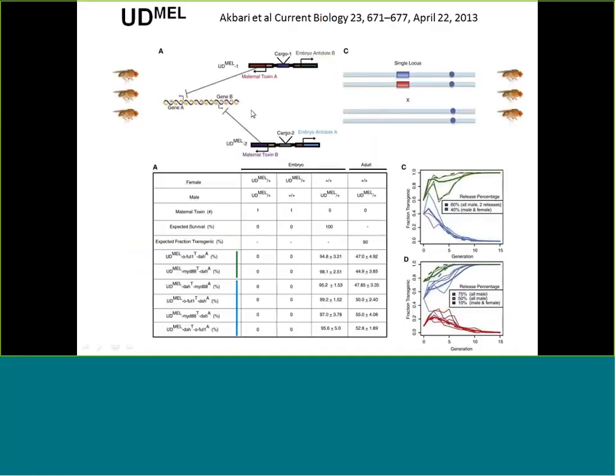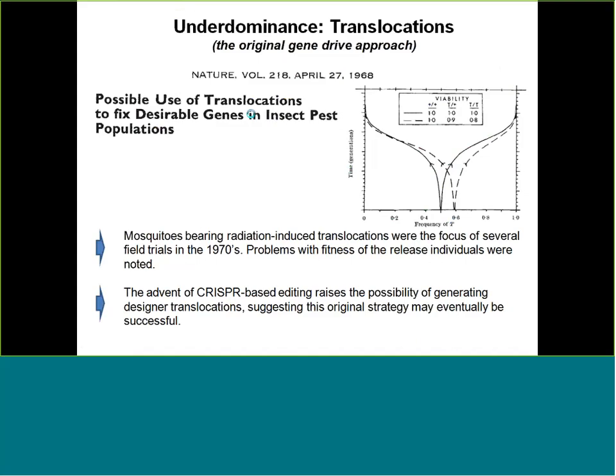Okay, and then underdominance-based approaches. It's another form of selective survival, essentially. And this is what a lot of people refer to as the original gene drive approach. This was Christopher Curtis, who hypothesized this back in 1968 and then published it in Nature.